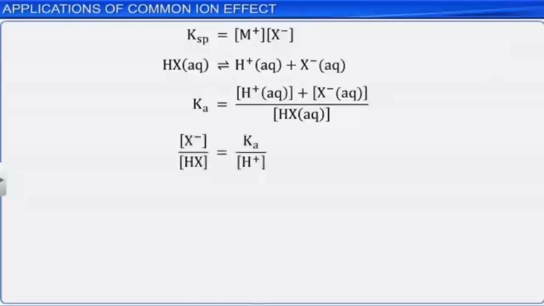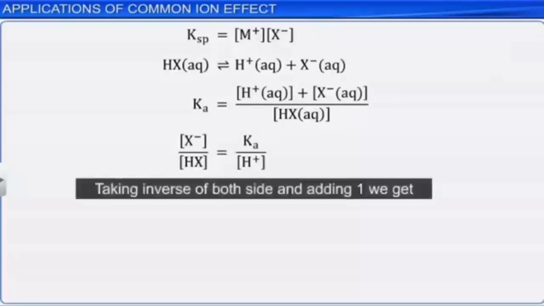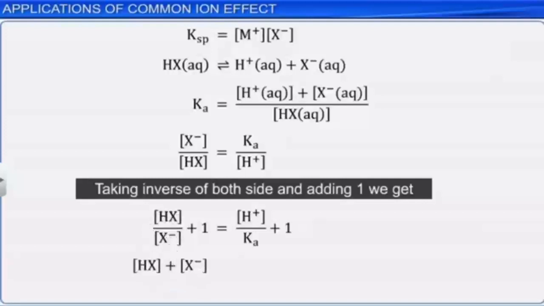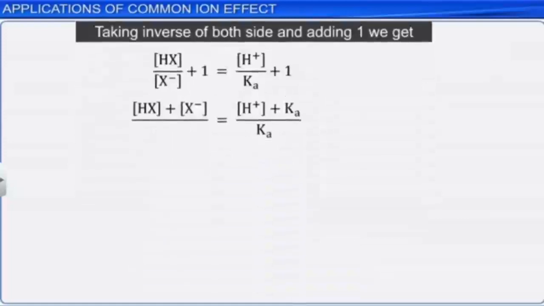Taking inverse of both the sides and adding 1, we get [HX]/[X⁻] plus 1 is equal to [H⁺]/Ka plus 1. This can be written as ([HX] plus [X⁻]) divided by [X⁻] is equal to ([H⁺] plus Ka) divided by Ka. Now, on taking inverse, we get [X⁻] divided by ([X⁻] plus [HX]) is equal to Ka divided by (Ka plus [H⁺]), which is equal to F.